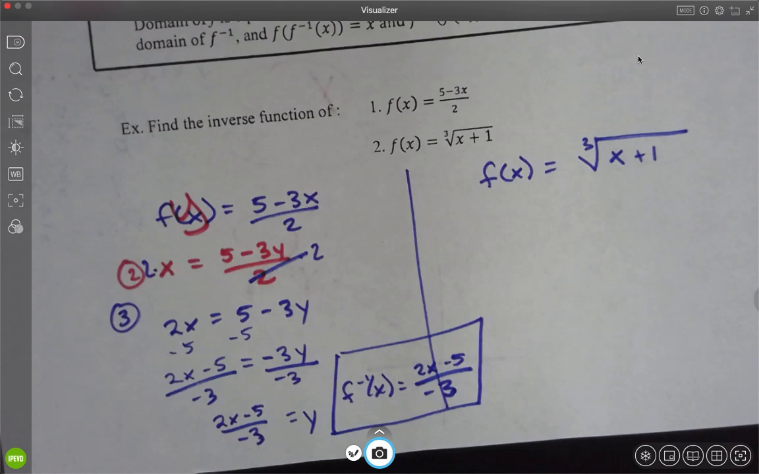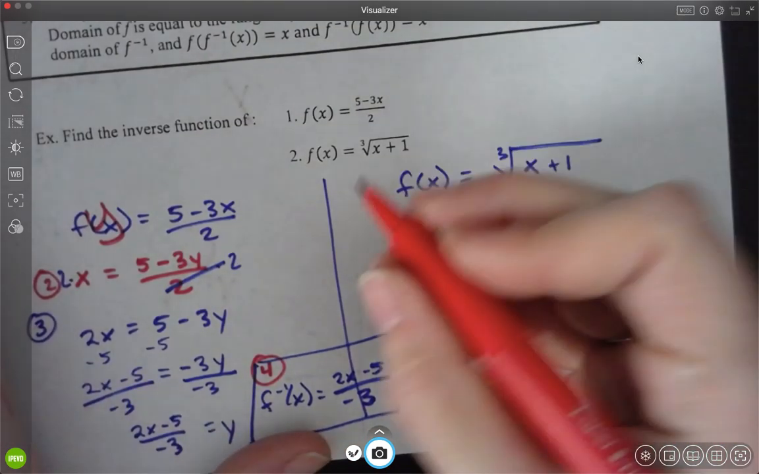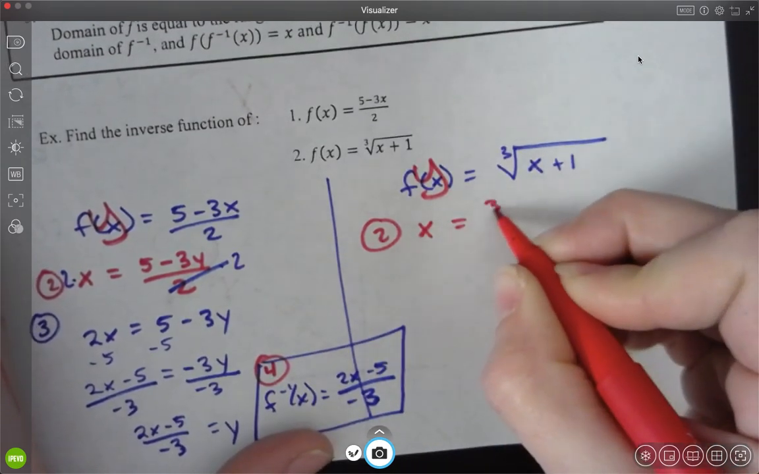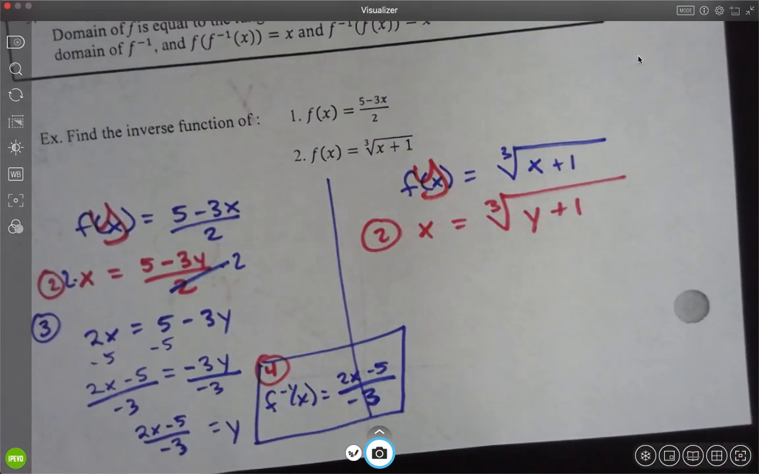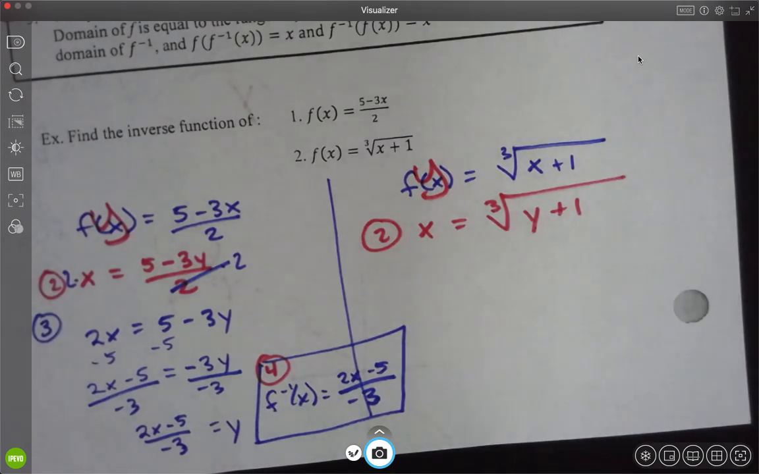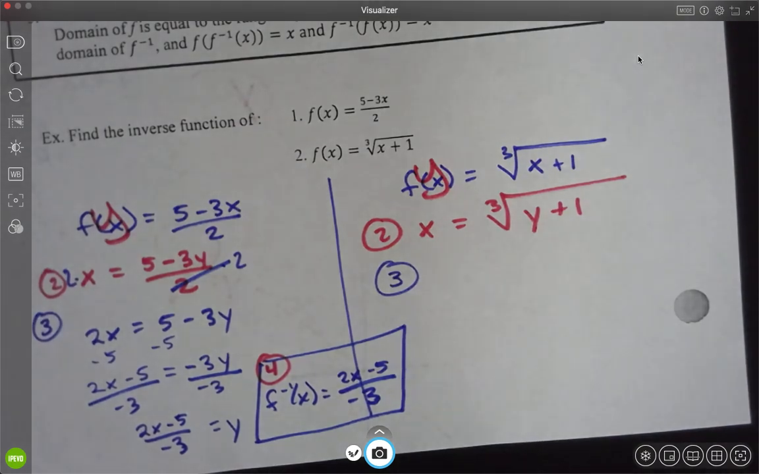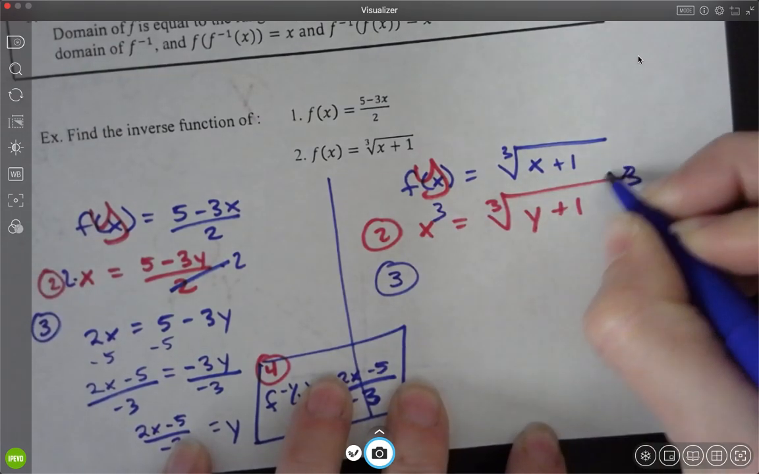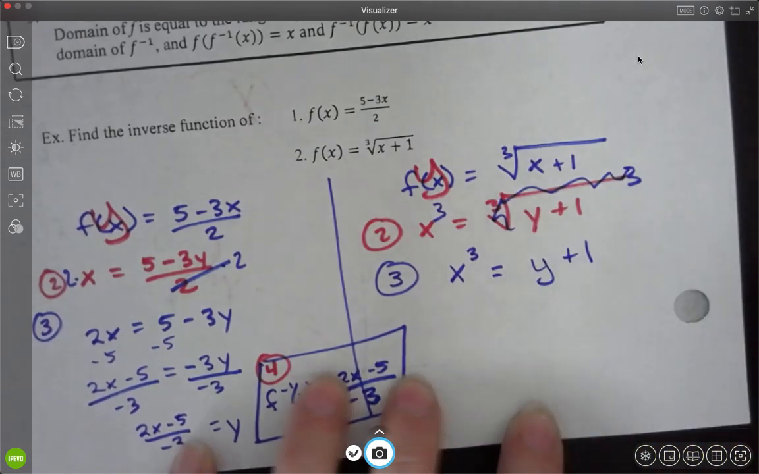Okay, last one. This is step number 4, by the way. Last one, number 2. Step number 1, switch f of x to y. Step number 2, switch x and y. X equals the cubic root of y plus 1. And then solve for y. What do I do now? Cube it, and that makes the root go away. So x cubed equals y plus 1, because that just falls out.